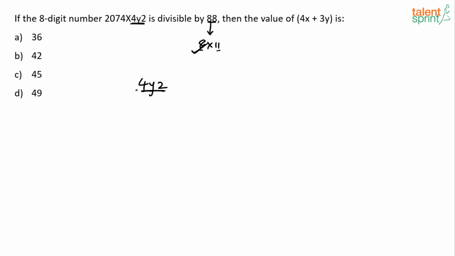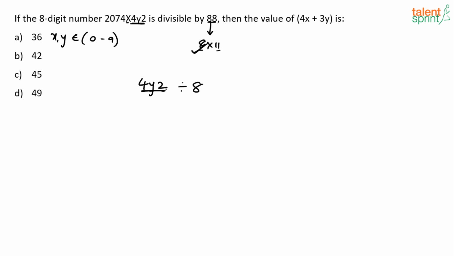Now 4y2, this is like 400. In the unit place we have 2. We have to find out what comes in the tens place. Now, is 4y2 divisible by 8 or not? What can come in place of y? You know that y can take any value from 0 to 9. In fact, x also can take any value from 0 to 9. Both x and y are between 0 and 9. They are single digits, right? So they can take any value from 0 to 9. Now if you just think about it, 400 is of course divisible by 8.